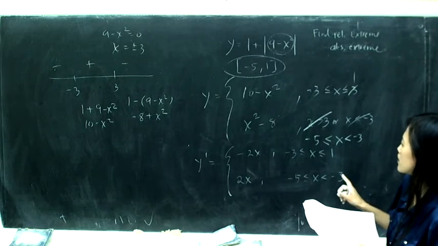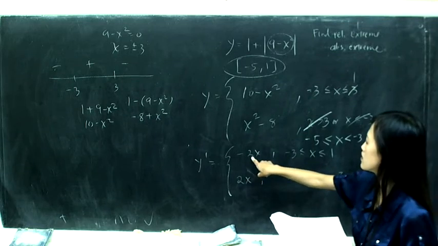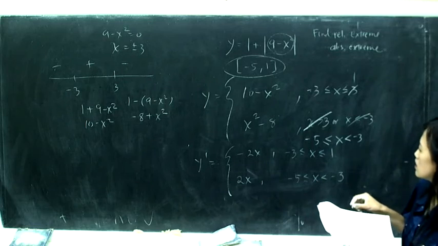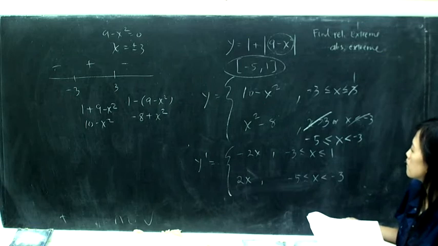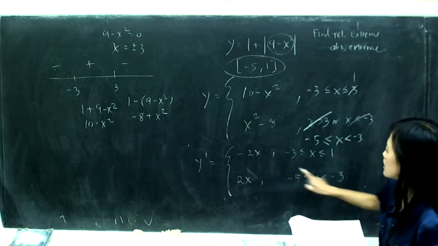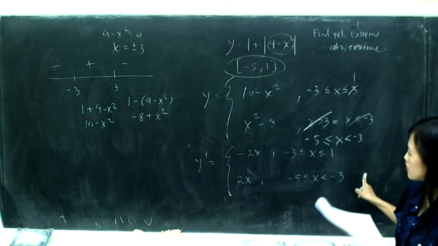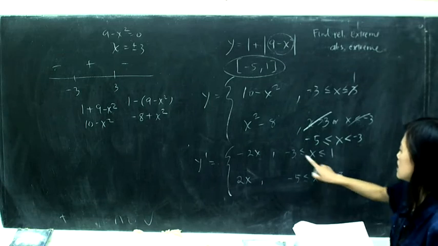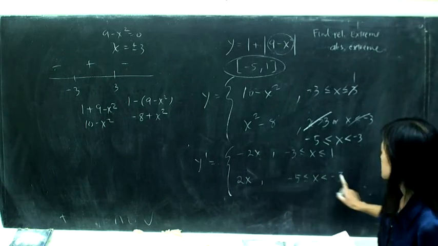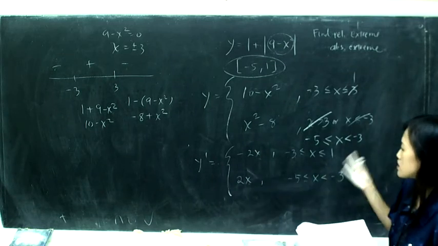If you check at negative 3, what happens? No, I'm checking negative 3. I wanted to check to see if it's differentiable at negative 3. This is the part that's going to have a problem, the border points. If you sub in negative 3, that gives you 6. Sub in negative 3 here, it gives you negative 6. So that's a problem at negative 3.